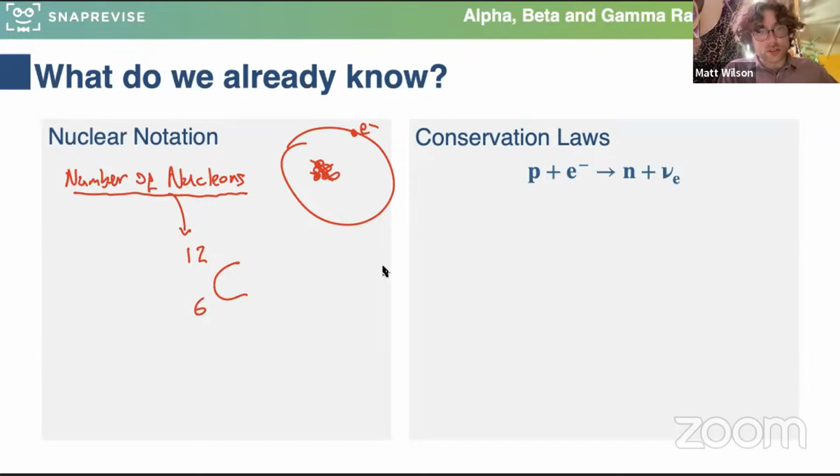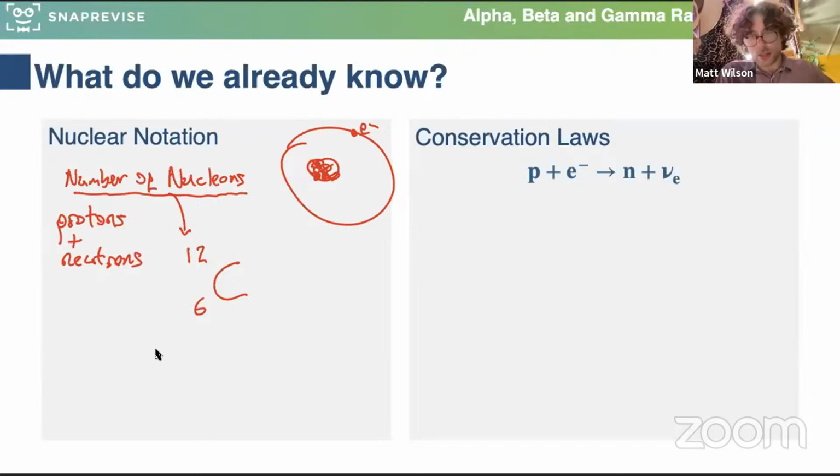Okay, so what are nucleons? Nucleons are the bits of the atom that actually live in the nucleus. So what it really counts is the number of protons, because those live there in the nucleus, plus the number of neutrons.